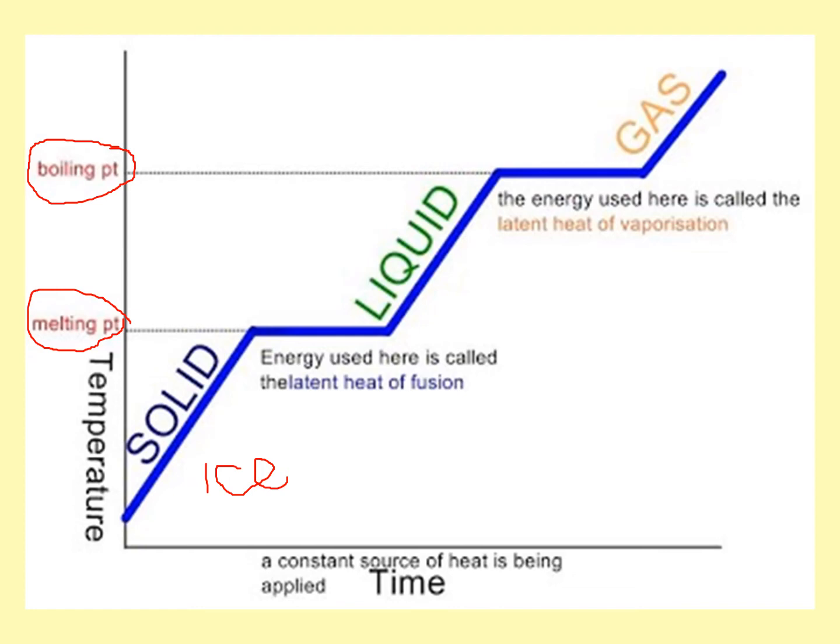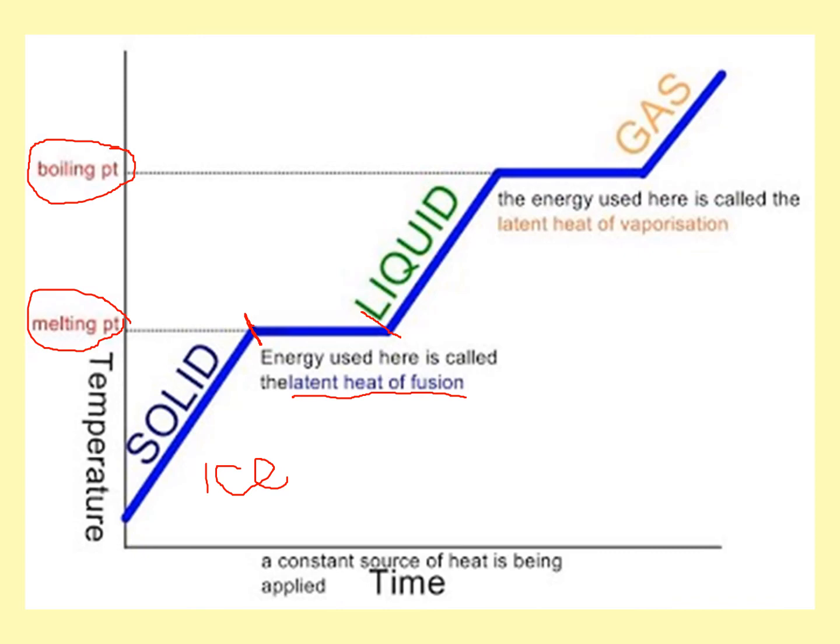Again, the temperature during that change, when the solid is changing to a liquid from here to here, is not rising. It flatlines because that extra heat is being used as the latent heat of fusion for that melting to occur.